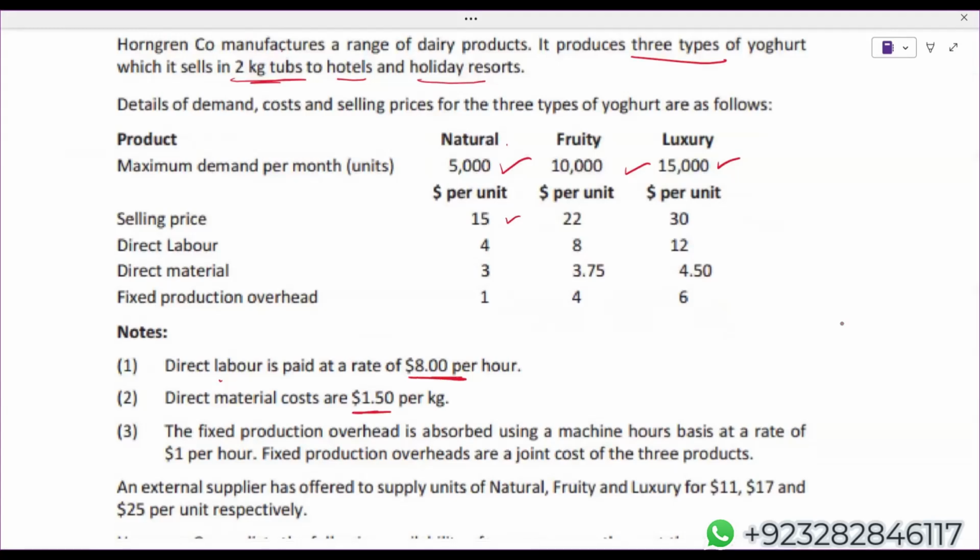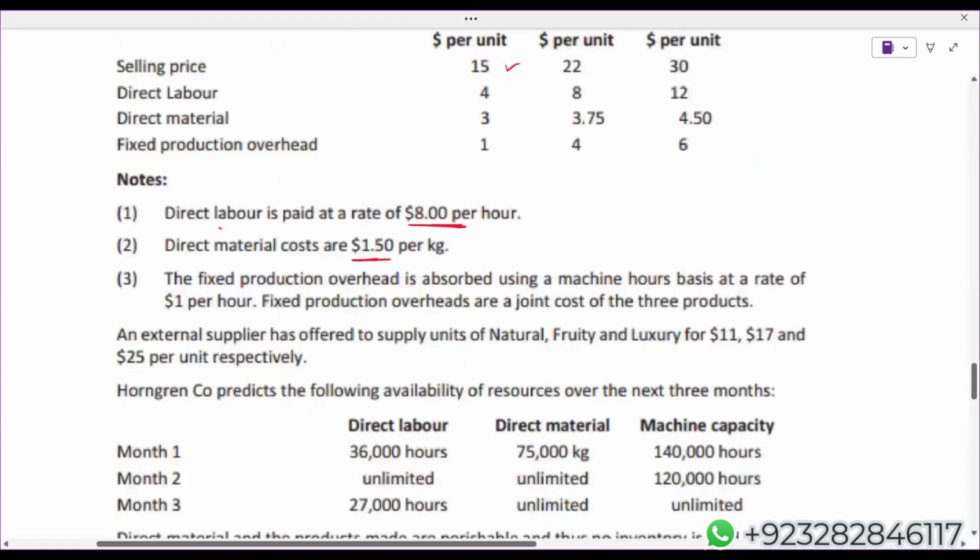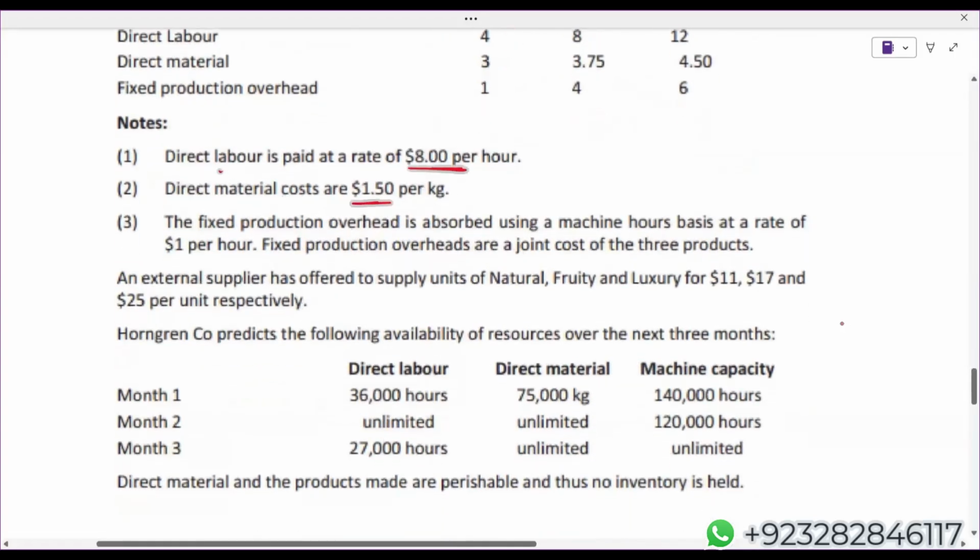Direct material is 1.5. Obviously, from the selling price, I'll deduct the variable cost, which is direct labor and direct material. Fixed production overhead is not a variable overhead, so leave that one. Then the company predicts the following availability of resources for the next 3 months. Month 1: direct labor available is 36,000 hours, direct material 75,000 kgs, machine capacity 140. Now let us first identify the limiting factor.